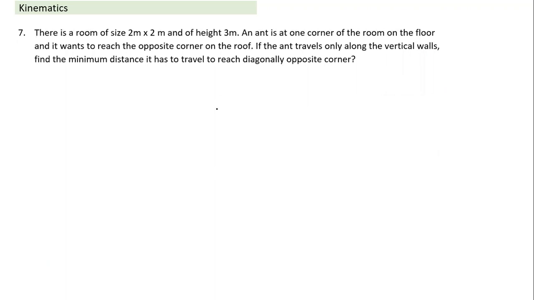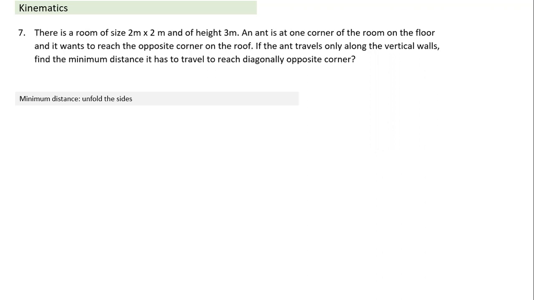Another question, just to test your understanding of distance and displacement. This is a room of size 2 by 2 and height 3 meters. An ant is at one corner of the room on the floor. It wants to reach the opposite corner on the roof. If the ant can travel only along the vertical walls, for whatever reason, what is the minimum distance it has to travel to reach the diagonally opposite corner? Think of it, the question is extremely simple, doesn't involve any complex calculation or formula. Let's see how we solve it.